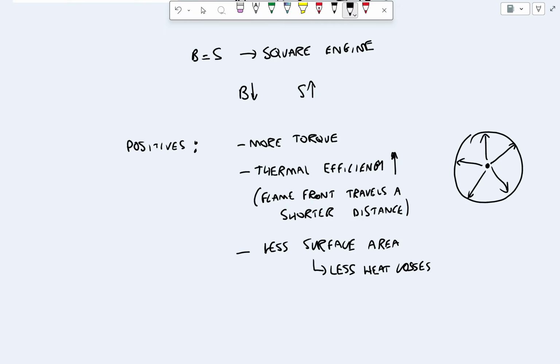Okay, now let's look at some of the negatives. Okay, so some of the negatives are as follows. So for the negative side, we have more friction, so slightly less efficient.